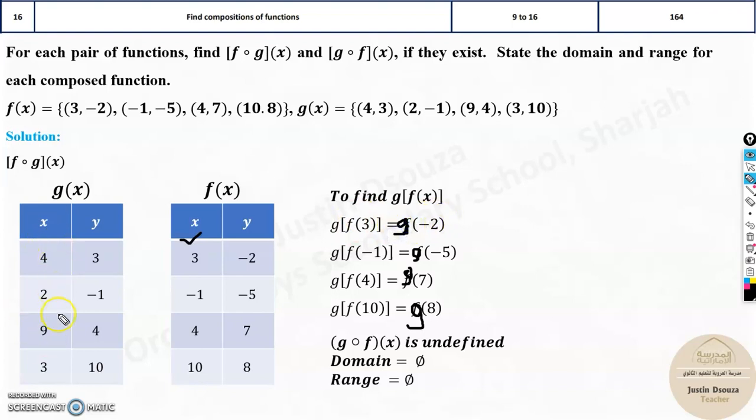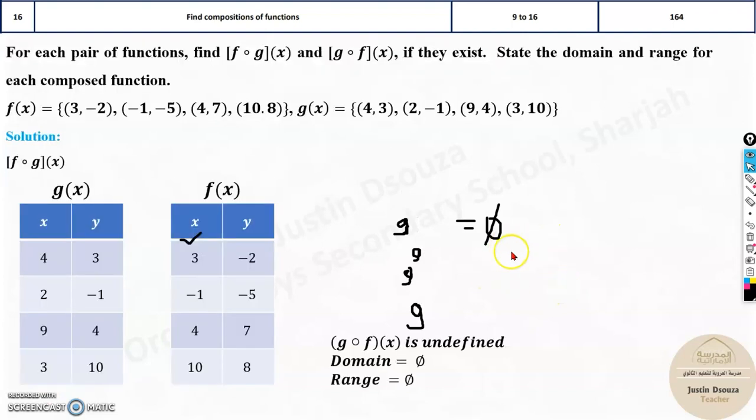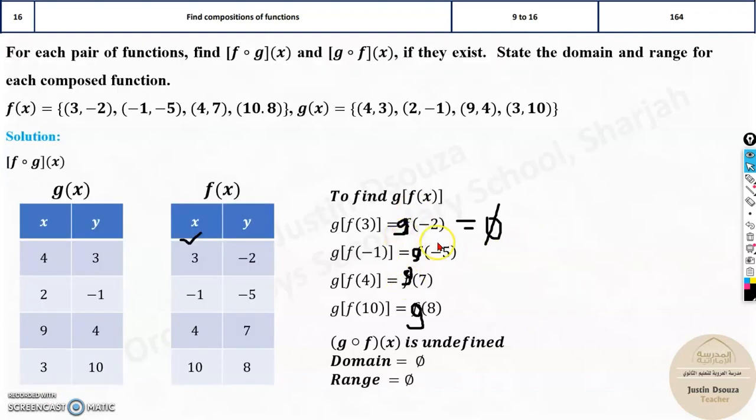Look over here, what is g of -2? Is there an x value of -2? No, it is not there. Same way, check the next one. f of -1 is -5, so is there a -5 value in g? No. f of 4 is 7. Is there a 7 over here in the g of x? No. Even for 10 we get 8? No. So literally all the values over here are a null set.